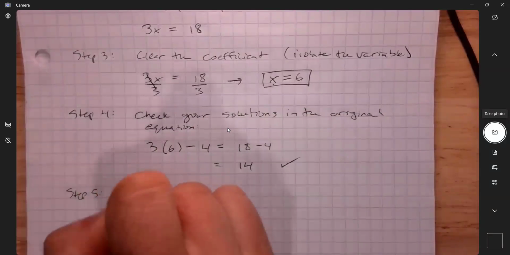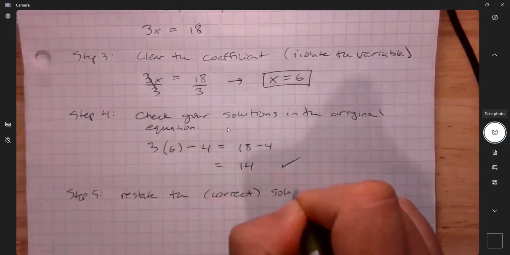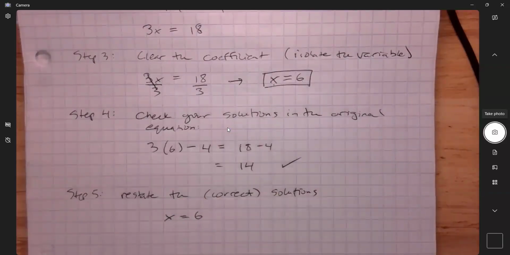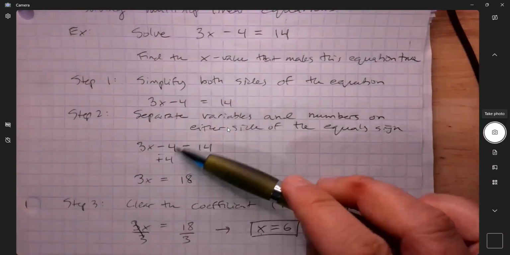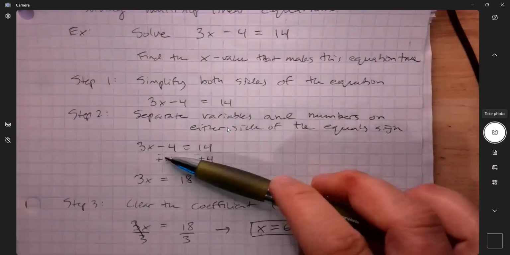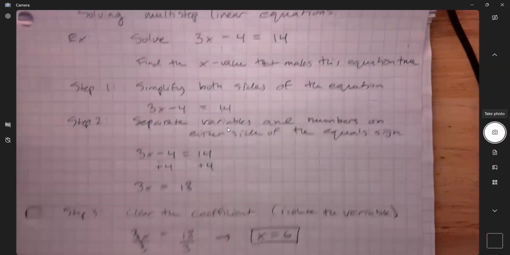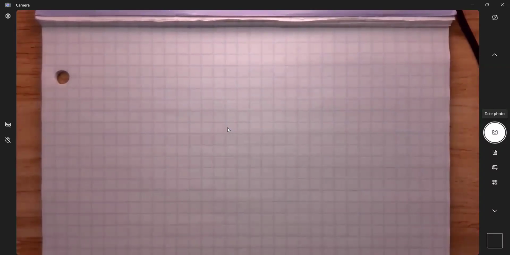And now that we've checked it, we can restate the solution that you have confirmed is correct. x equals 6. And that's the process for solving a multi-step linear equation. It's called a multi-step because first we had to get rid of the 4, and then we had to get rid of the 3. So it was 2 steps. And this one is a 2-step equation, but you can have more than 2-step equations sometimes. And keeping track of your work and keeping track of your steps is a very important part of this process.